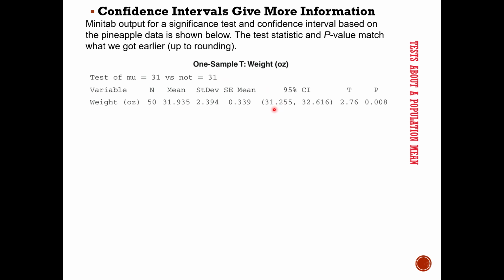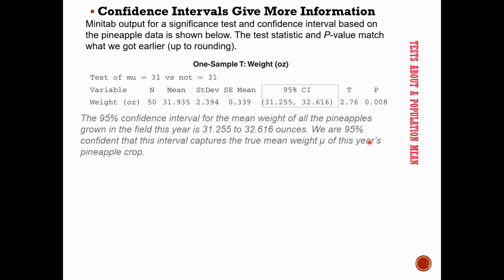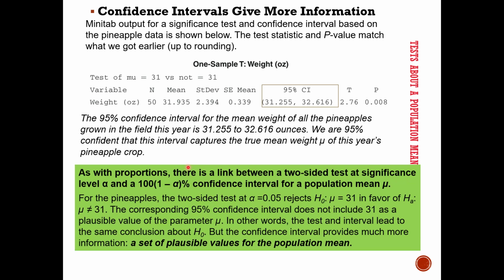However, the confidence interval, if you remember, gives us a little more information. It says that the mean weight of the pineapples is going to be between 31.255 and 32.616. So we're 95% confident that this interval captures the true mean weight mu of this year's pineapple crop. All right, that is a heck of a color.